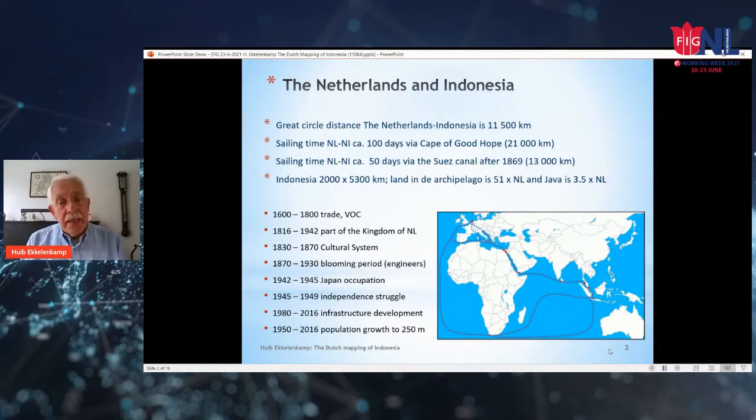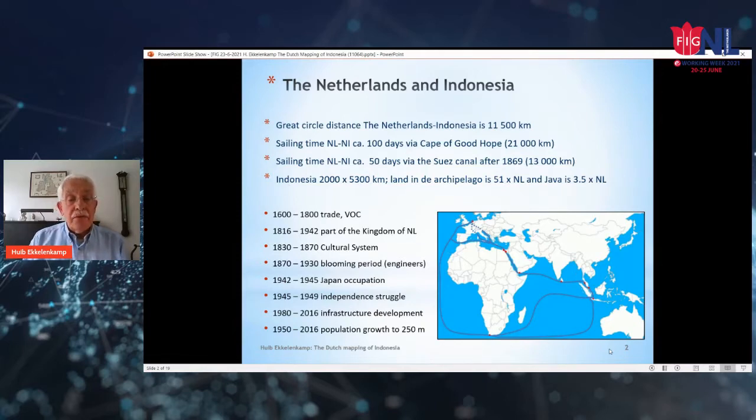But the Netherlands required that they could pay for their own costs. So they introduced a cultural system, which means they were obliged to grow certain products, and that was a difficult period for the Indonesian people. But after that, there was an enormous blooming period. A lot of engineers got opportunities to develop the country, to develop infrastructure.